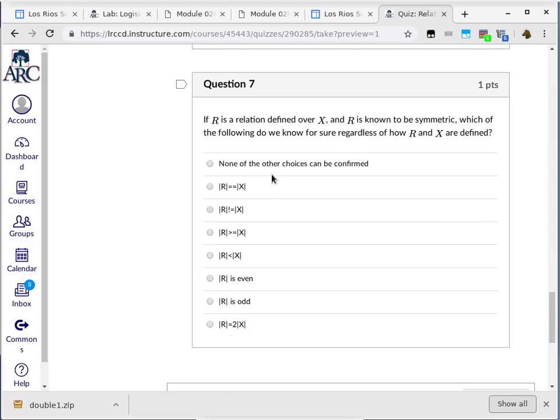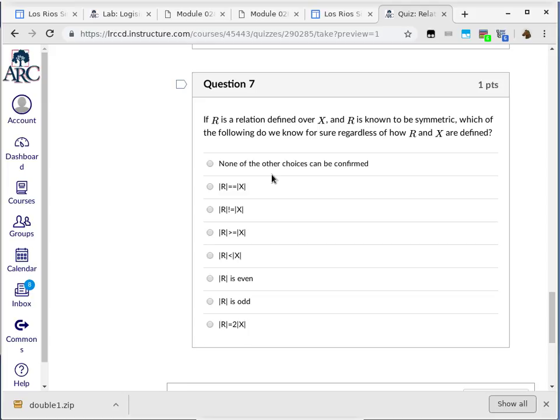Question number 7. If R is a relation defined over X and R is known to be symmetric, okay? But I don't tell you any details of why or how it is symmetric. Which of the following do we know for sure, regardless of how R and X are defined? Okay. So we go through all of the potential answers and say, okay, can we confirm that?